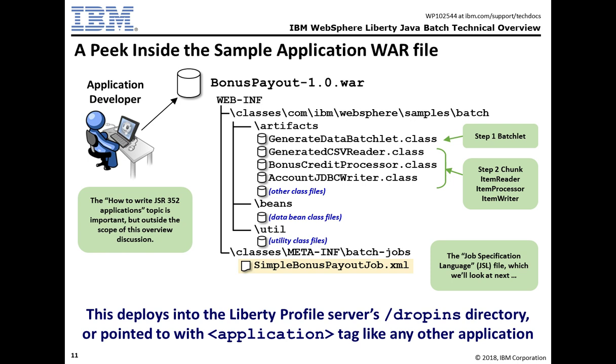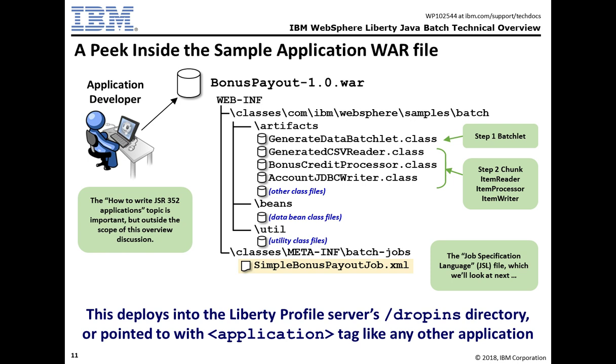Now, we show just the class files in here, but of course the Java source files could be included here too if you wanted. And then down at the bottom of our WAR file, you can see simple bonus payout job.xml. That's the JSL file that describes the job. And it's packaged here in the WAR file with the class files and potentially with the Java files. So thinking of this in a more traditional sense, this would be like having one data set that's got your COBOL source, your load modules, and your JCL all in one package that you can haul around.